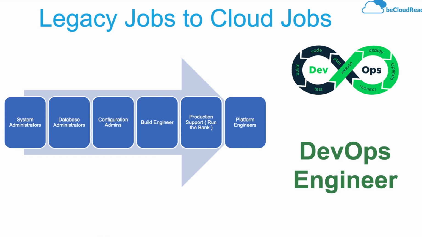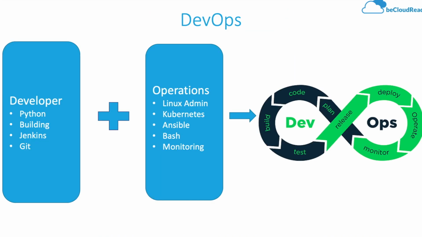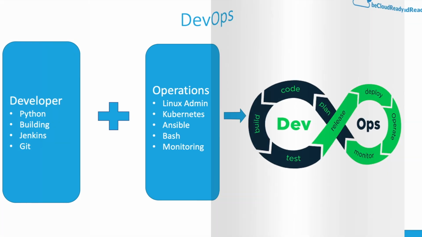As I mentioned, DevOps is developer plus operation, so you have to wear two hats. On the developer side, from the skill set side, Python is a good thing to have, plus building jars, Jenkins, and Git. On the operation side, you're talking about Linux admin, Kubernetes, Ansible, Bash, and monitoring. You combine both skill sets, you achieve DevOps. You need to be able to perform these jobs and be comfortable doing that, not only just clicking on Amazon buttons. Those are, I would say, cloud ops rather than DevOps.